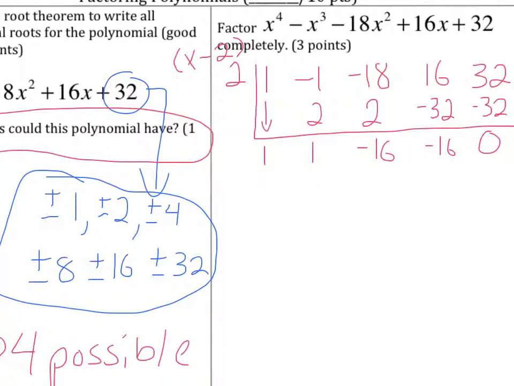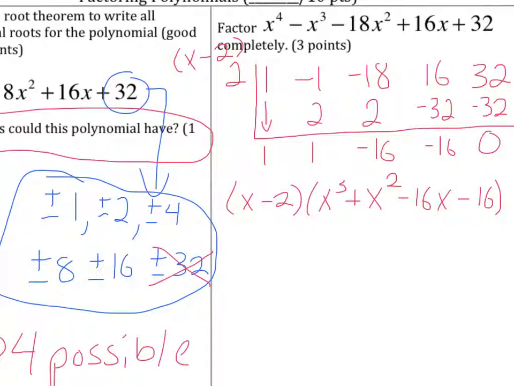That means we have x minus 2. We're going to reduce each of these powers by 1. So instead of x to the 4th, it's going to be 1x to the 3rd plus 1x squared minus 16x minus 16. Here's the other nice thing that happens. If I look back at my possible roots, could I ever guess 32 anymore? Probably not, because now my last number is 16. So 32 no longer makes sense as a possible factor of that.